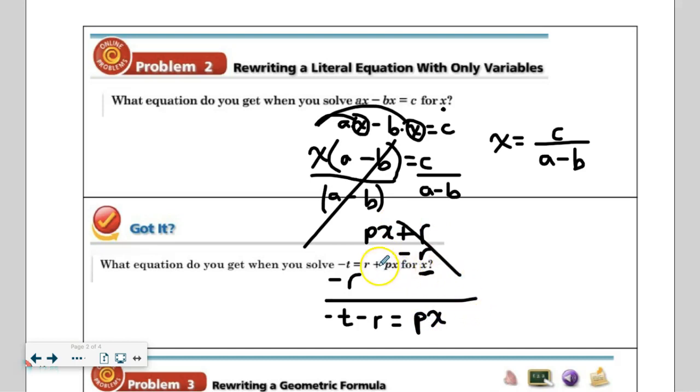Now what? P times x, right? So I want x to stand alone, which means I need to do the inverse operation of that, which is divide by p. I'm going to divide by p on both sides. So p's out of the picture. X equals whatever I have going on over here, negative t minus r over p. Depending on the way that you subtracted it, you could flip-flop these around and have negative r minus t. Doesn't matter. But there's my literal equation for that situation.